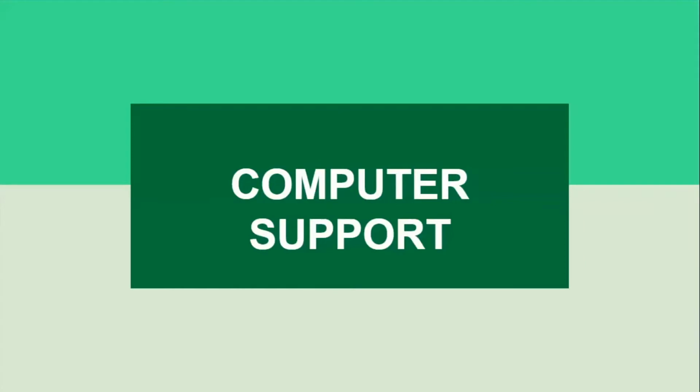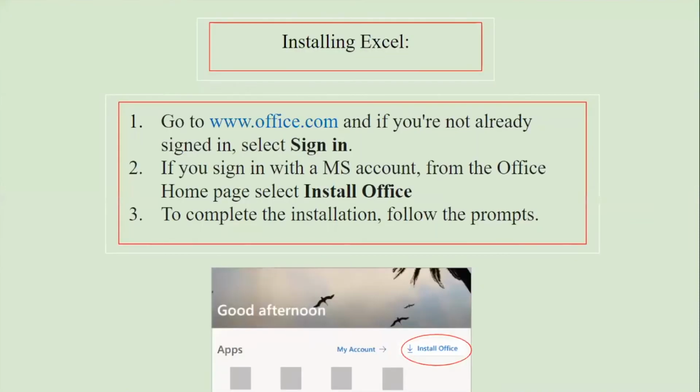So now for computer support, which I personally think is a lot easier to use since everything is just there. First, you go to Office and you have to sign into your Microsoft account. From the Office homepage, there should be an option that says Install Office. And then to complete the installation, just follow the prompts that are given after you click that.